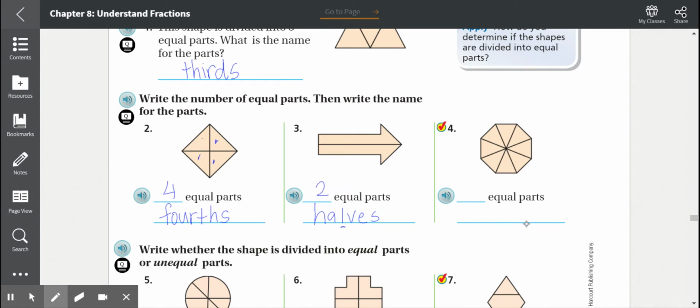Number 4, when I'm counting a shape like this and there's lots of equal parts, I like to put a little dot on each equal part so I make sure I'm not counting it twice. So there's 1, 2, 3, 4, 5, 6, 7, 8. 8 equal parts is called eighths.